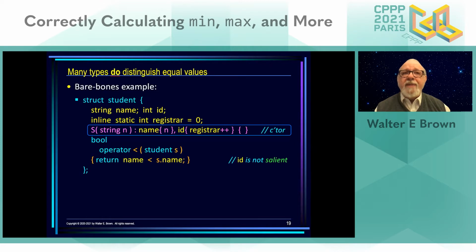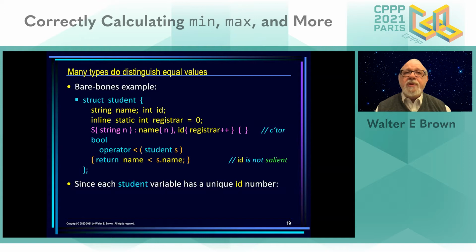And the only other member of this type that I've provided is an operator less than that can compare two students. And notice the simplicity of the comparison. We look only at the name. We do not consider the ID. For the purposes of less than, the ID is not considered salient.